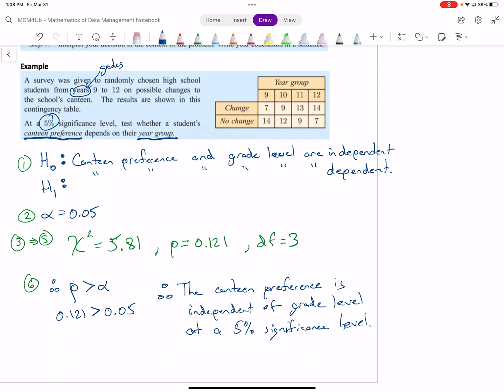So for step 6, can we just say H null is correct? Well, there's a bit of formality to this process in that we can't even conclude. All we can do is say that it suggests this thing on this level of confidence. So what we're saying here is that this suggests that they're independent at a 5% significance level.